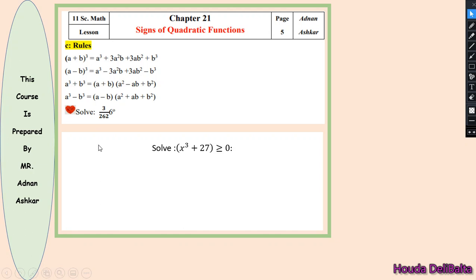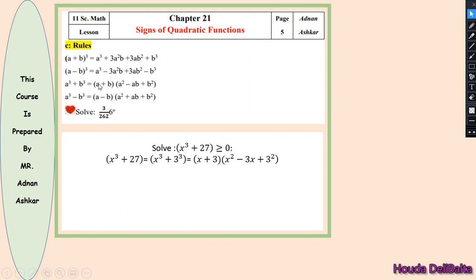When are these identities used? For example, if I'm going to solve x cubed plus 27 greater or equal to 0, this is not quadratic, but I can use quadratic. How? Let's see. I'm going to use this identity in order to factorize x cubed plus 27. So what happens? X cubed plus 27 is actually x cubed plus 3 cubed, which is applying this rule.